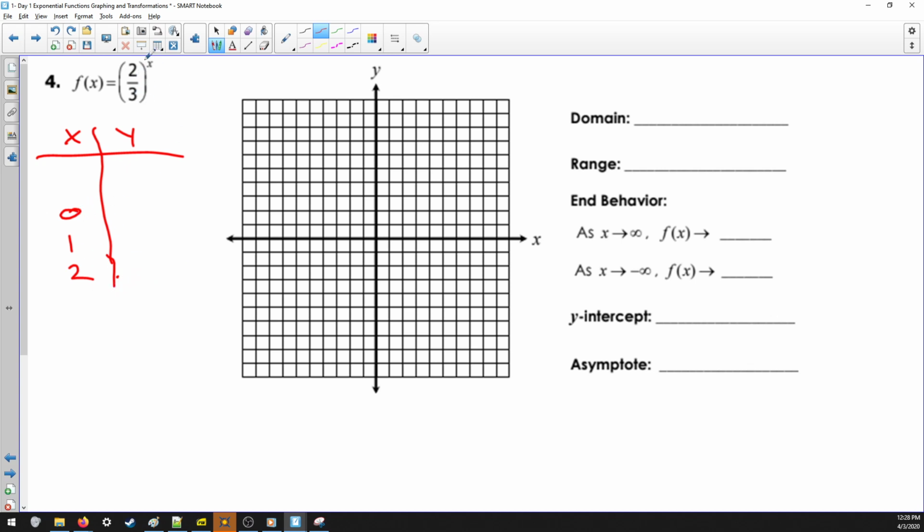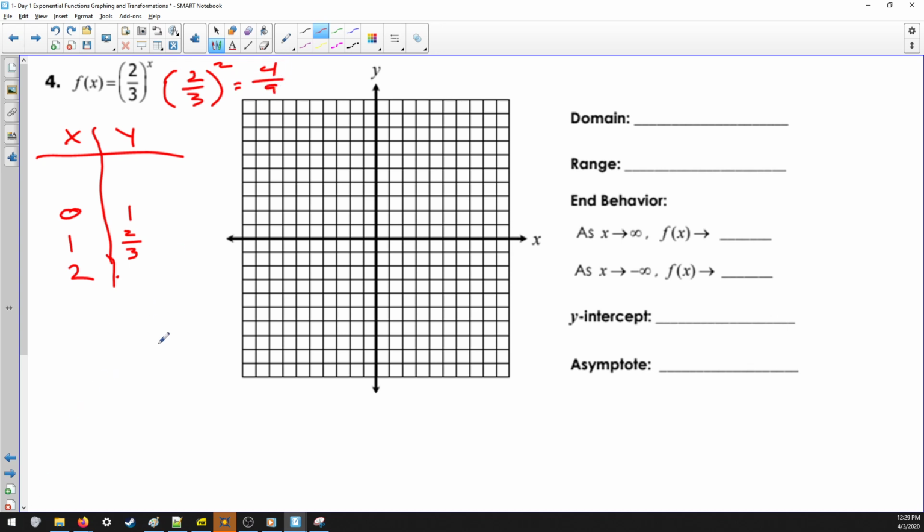If I plug in 2/3 to the 0 power, anything to the 0 power is 1. So I'm going to plug in 1. If I raise anything to the first power, it's just going to be that number. So 2/3 to the first equals 2/3. And then if I square this, I'm going to write this one out. This is 2/3 squared, and that's going to be equal to 4 over 9, 2 squared and 3 squared. Just let me pull out my calculator real quick.